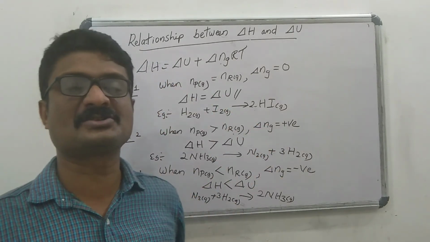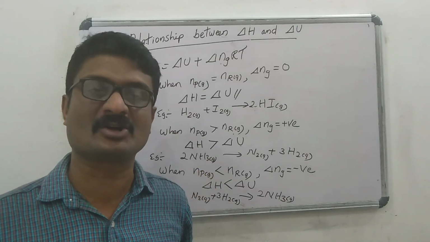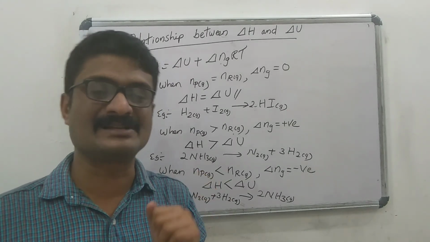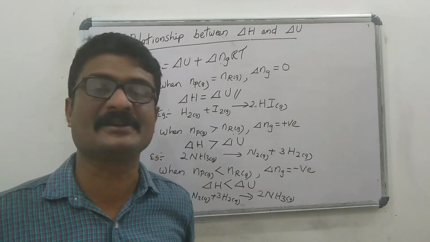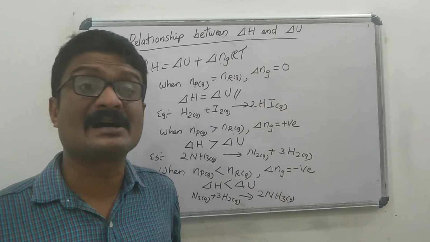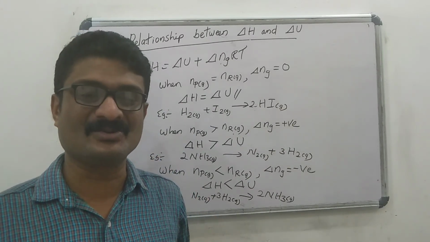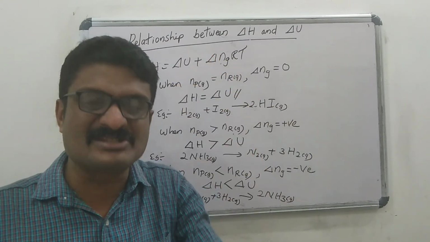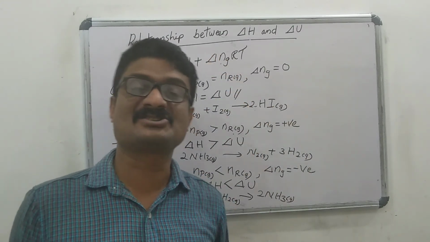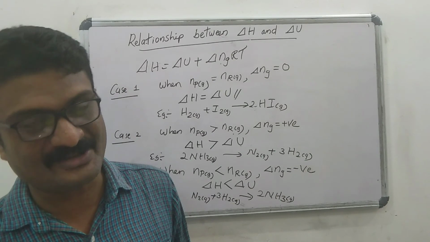The first point, when delta Ng is equal to 0, delta H equal to delta U. When delta Ng is positive, delta H is greater than delta U. Then when delta Ng is negative, delta H is less than delta U.